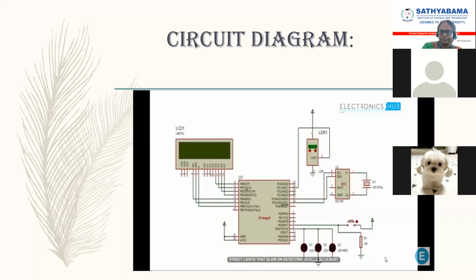The main purpose of the LDR is to calculate the light intensity value. Only when the light intensity value is less than 100 will the LED glow. When it is greater than 100, the LDR sends the signal to the ATmega8 microcontroller, and at that time the LED will not glow.